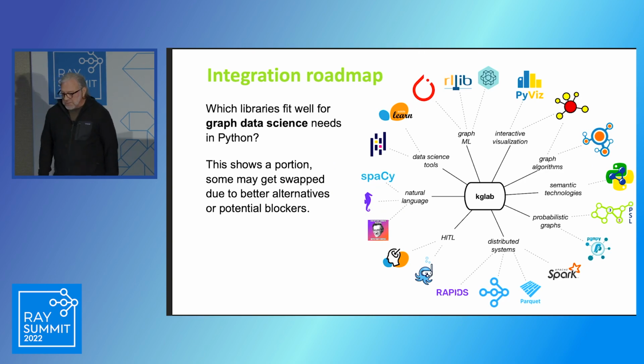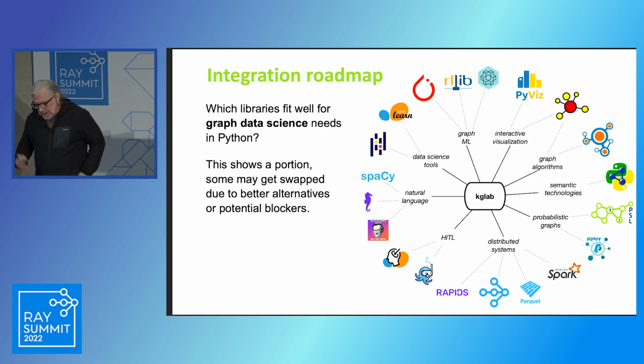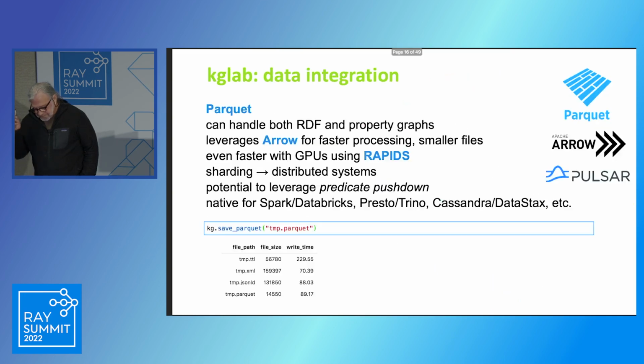The idea was to have a kind of integration roadmap between some of the more Pythonic, or rather PyData, types of approaches that are popular in data science, pandas and these sorts of things, but then be able to build out to how can we work with, say, for instance, probabilistic graphs? How can we work with semantic technologies, W3C standards? How can we run graph algorithms efficiently? How can we do visualizations, et cetera?